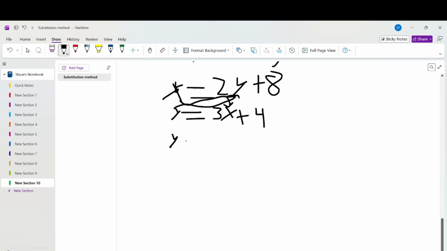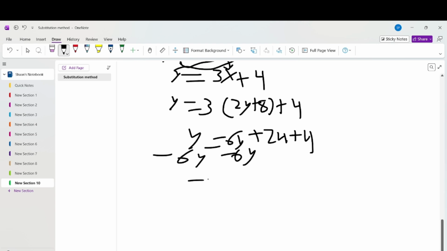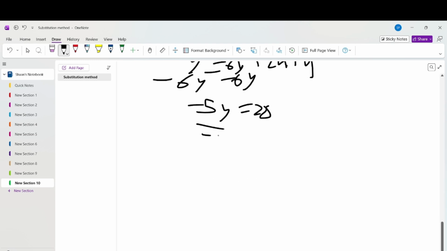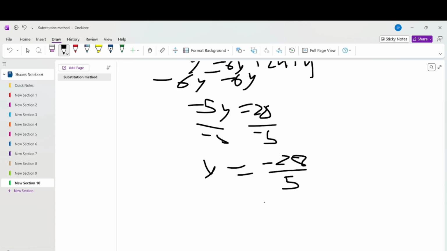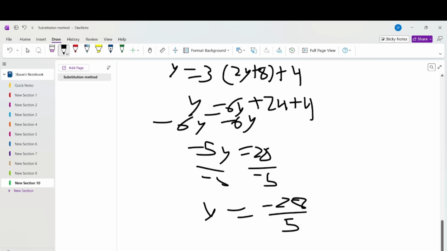So we're going to say y is equal to 3 times 2y plus 8, plus 4. So then we have y is equal to 6y plus 24 plus 4. We have to subtract 6y to get y alone. Negative 5y is equal to 28. So if we divide both sides by negative 5, we get y is equal to negative 28 over 5, right?